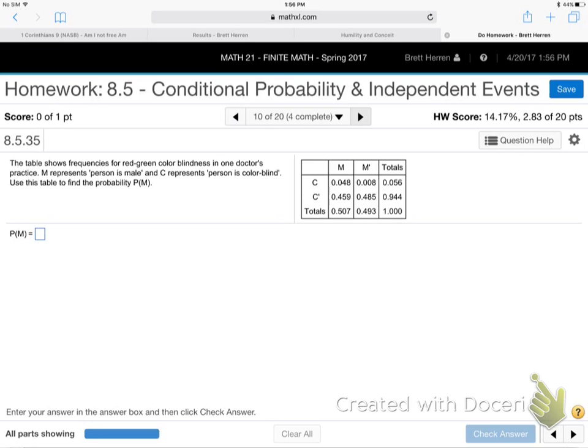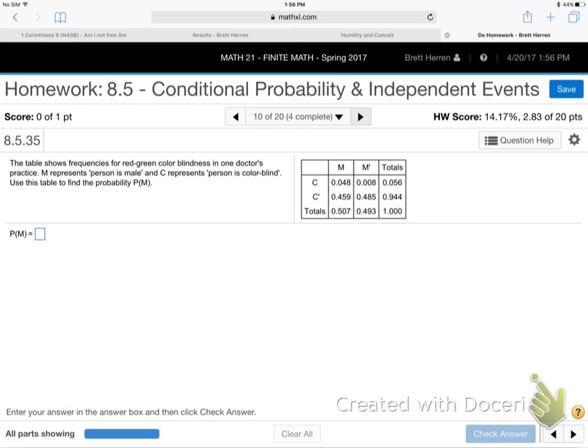The table shows frequencies for red-green color blindness in one doctor's practice. M represents a person is male. C represents a person is colorblind. Use this table to find the probability of M. Okay. Yeah, so let's make sure we're making sense out of what that table's even saying first off.